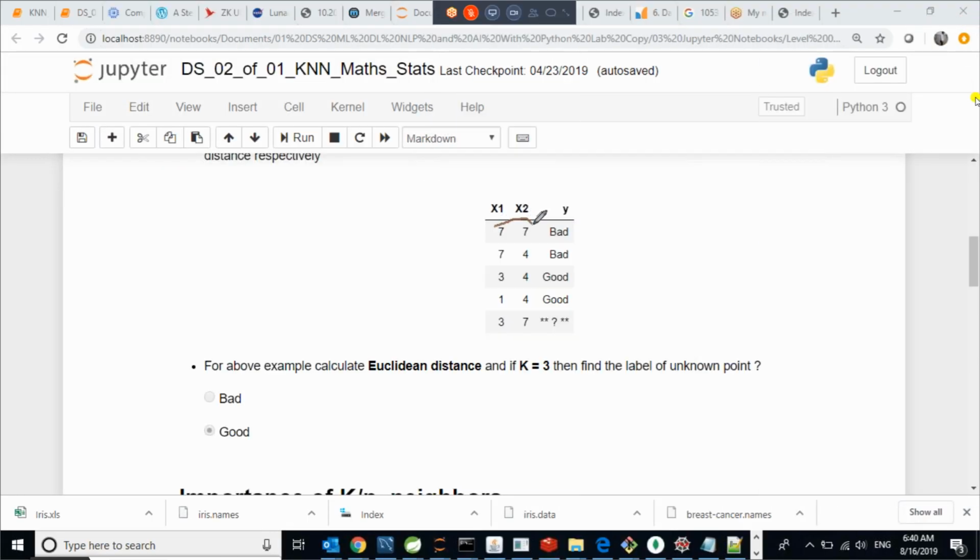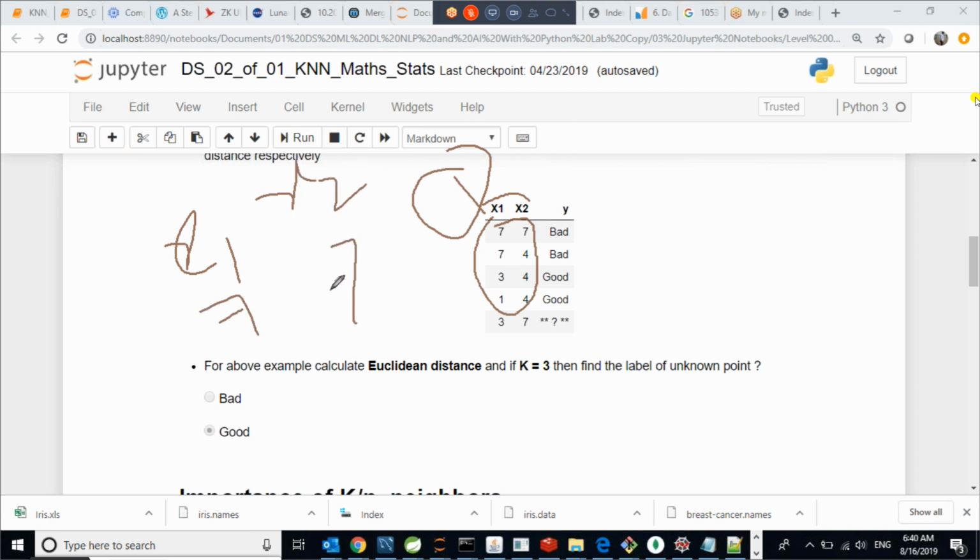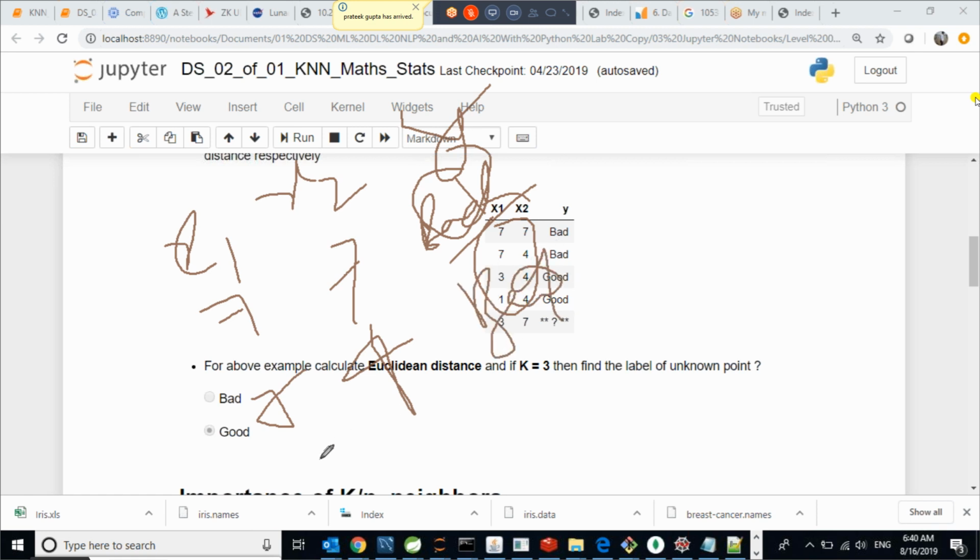These are the experiments. This is the input data. Let's suppose the input is x1, x2, and on the basis of x1, x2 there is some output. If x1 and x2 are 7, 4, it is bad. If x1 and x2 are 3, 4, it is good.